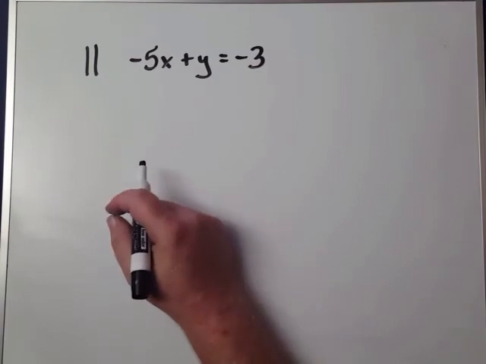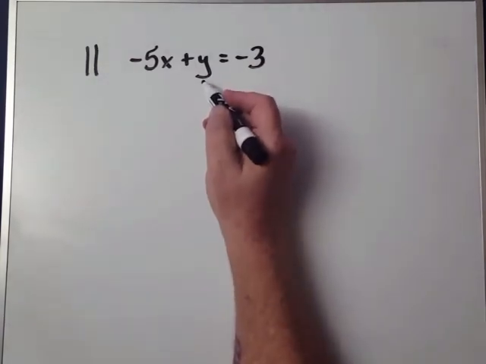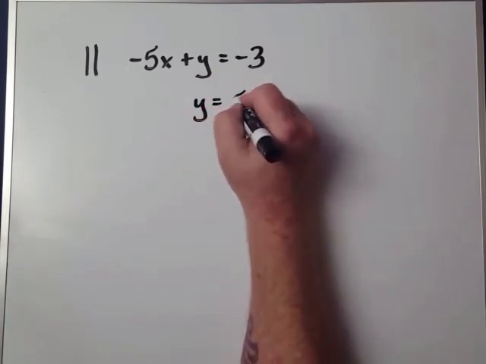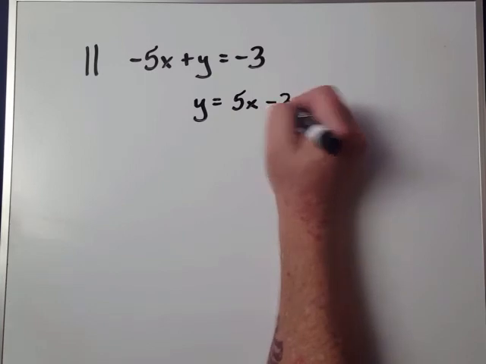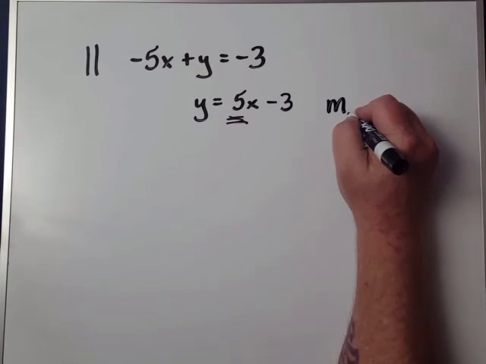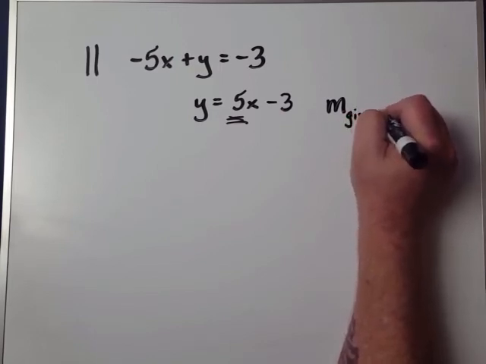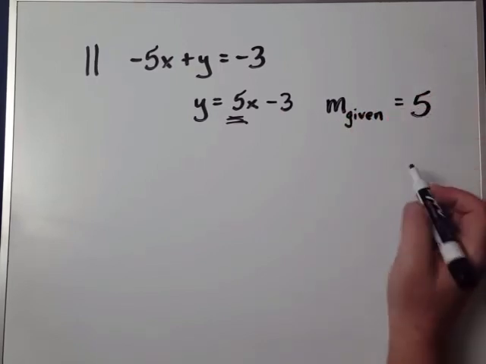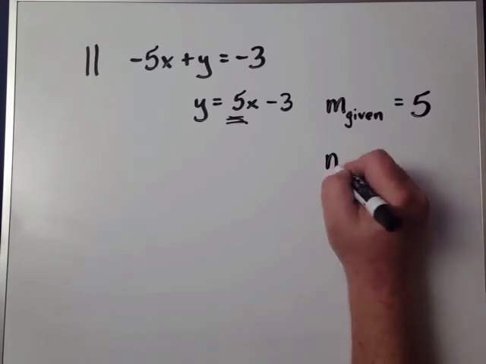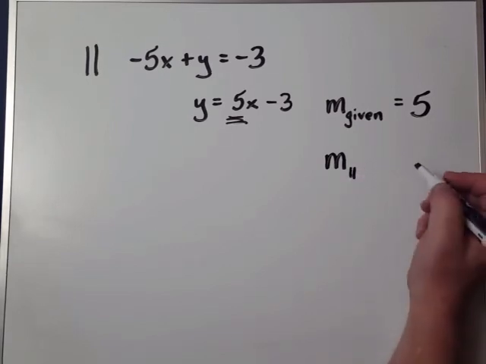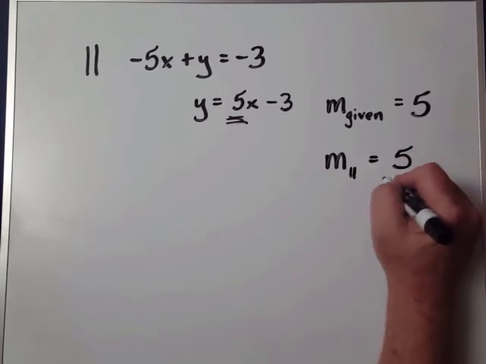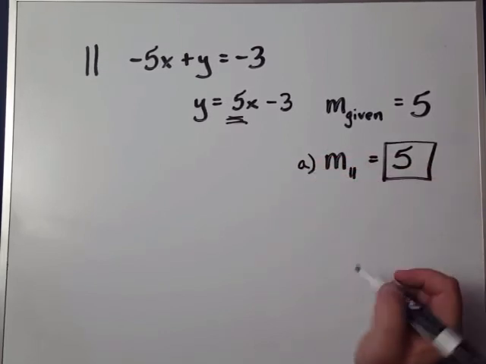Two ways to do that I've shown you. Solve for y. That's very easy in this case. Solve for y. Add 5x to both sides. Right there. The slope of the given line is positive 5. So the slope of the line parallel to that line, parallel lines have what? The same slope. So there's part A.